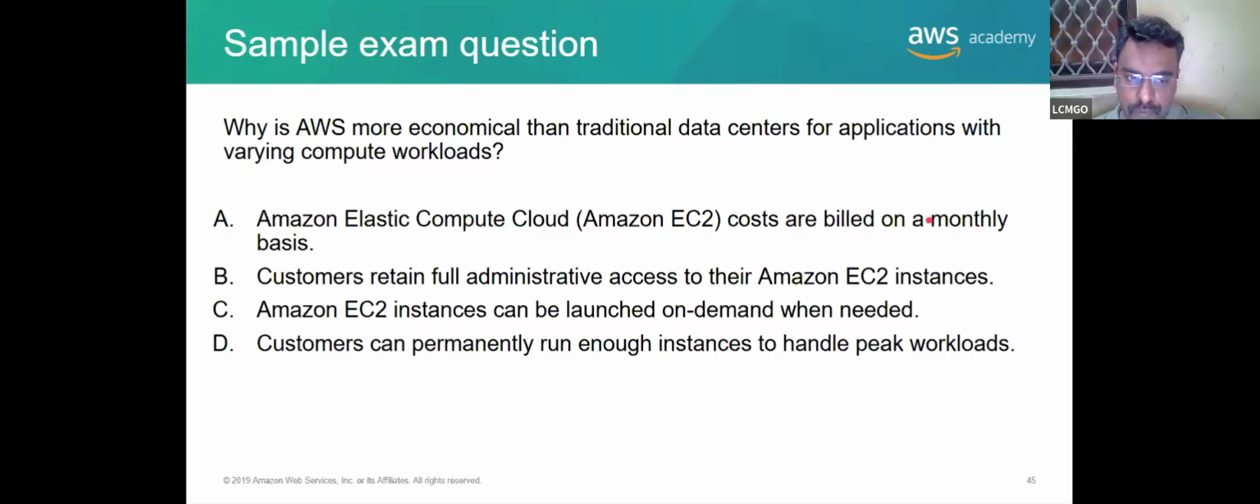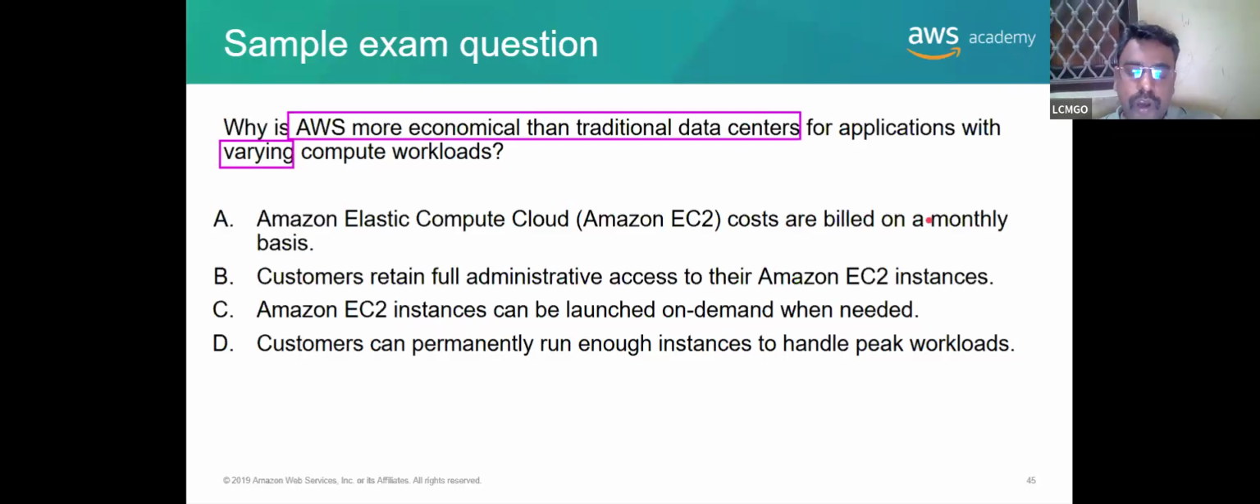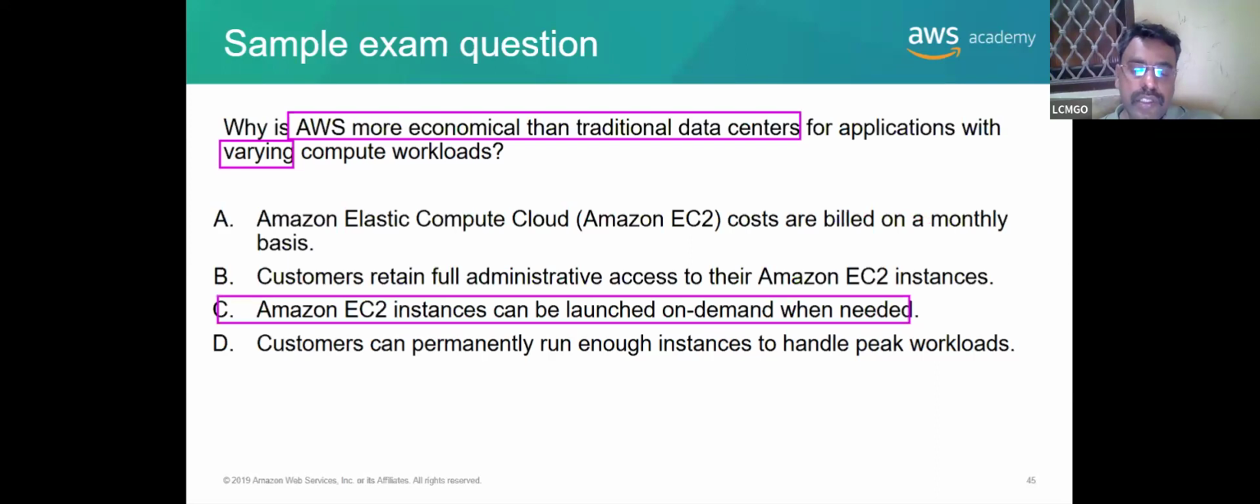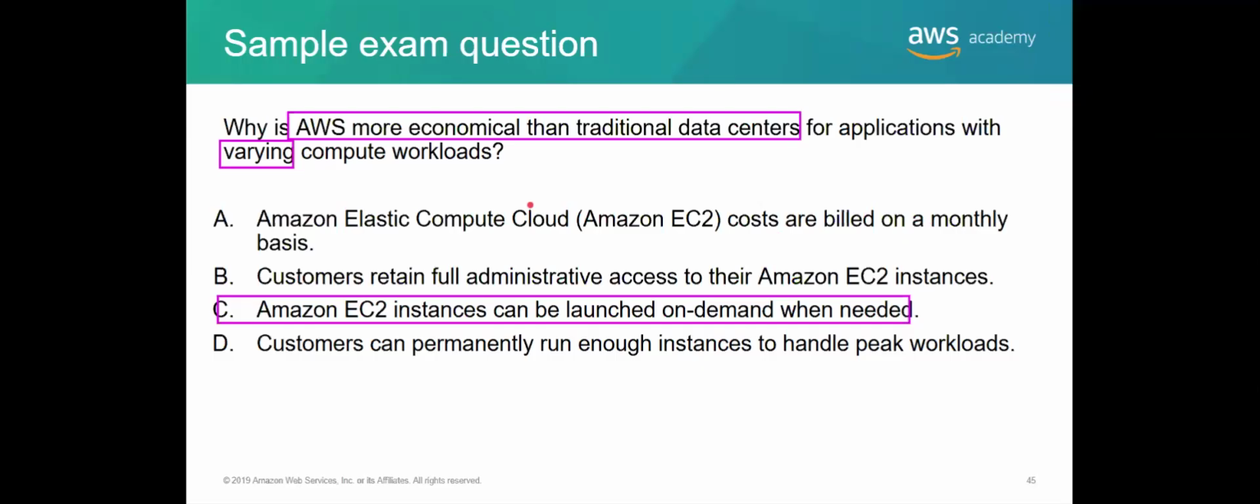Fine. Always, even in your global AWS certification exam, in the question itself some of the answer will be hidden. More economical than traditional data centers for applications, mainly, yes, the answer is: Amazon EC2 instances can be launched on demand when needed. On demand means what I told you already: you're going to pay only for what you use. Yes, exactly. So that's the correct answer.